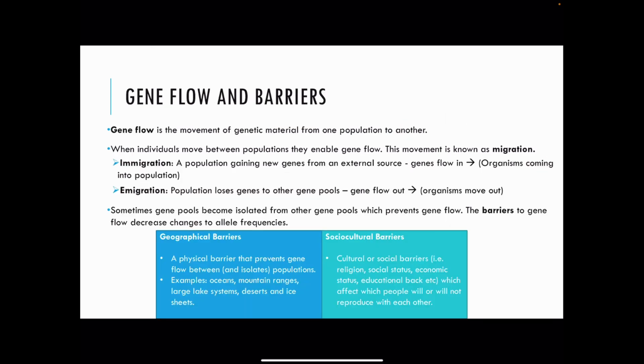Finally, looking at gene flow and barriers to gene flow. So gene flow refers to the movement of genetic material from one population to another. So when people move between populations, then gene flow occurs. Now, there are two types of migration that can occur. Immigration, which is when people move into a population, okay, and so therefore genes are going to flow in. And then emigration, which is when people move out of a population, okay? And so genes are going to flow out of that population then.